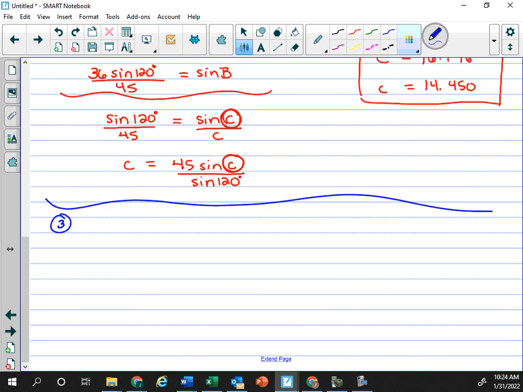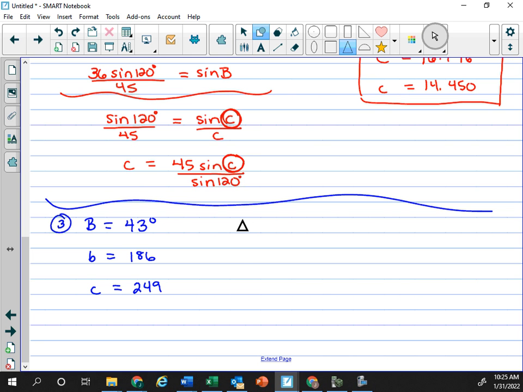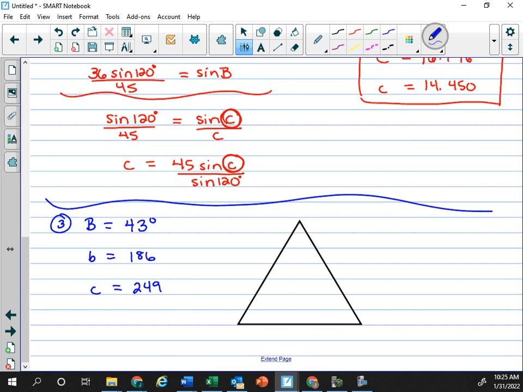All right, let's try again. Angle B is 43. Side B is 186. I don't know why I have such large sides here for you. And side C is 249. Okay. All right, so draw yourself a triangle. I'm just going to walk around and make sure you guys are drawing them correctly, and stop me if you have questions on anything, okay? I'll just kind of be looking at what you're doing. You don't have to try to do the problem yet. I just want to see your setup.